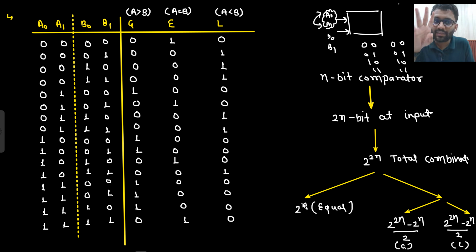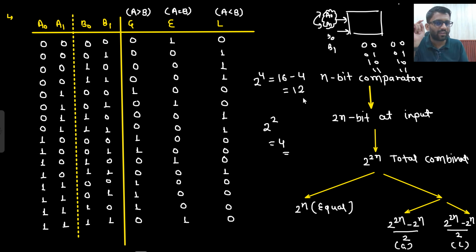So total 4 times it is equal, and it was a 2-bit magnitude comparator. So 2 to the power 2, total 4 times it was equal. If you put 2 here, you will get 4. And what are the total possible combinations? That would be 2 to the power 4, that would be 16. So 16 minus 4 is 12. So 12 times you will get greater and, sorry, 12 times you will get greater and lesser. So half of that will be greater and half of that will be lesser.